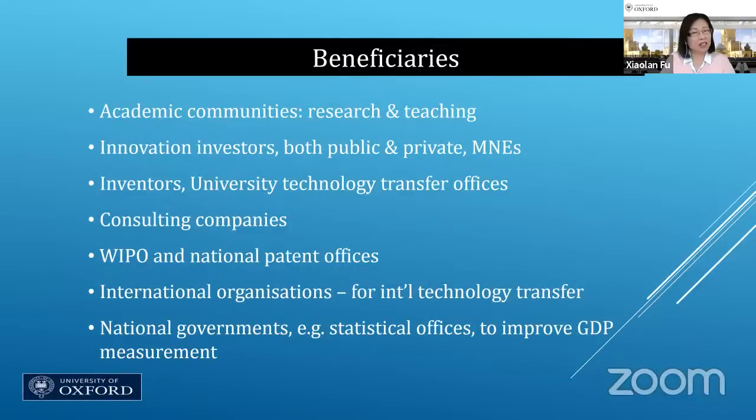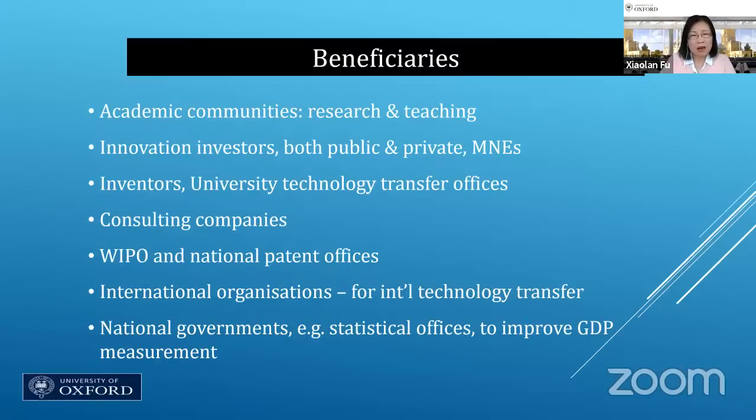And we realized this can benefit a lot of people. The academic community, in terms of research and teaching, can benefit, the investors in the public sector and the private sector and the multinationals also, which make technology investments all the time. And it will also benefit the inventors who would like to transfer their technology at a fair price, and also the university technology transfer offices. In addition to this, the consulting companies which provide technology valuation can use this tool to do the valuation at a much lower cost and make the valuation much more accessible and affordable. And also the intellectual property offices in various countries and the World Intellectual Property Organization can use this to help technology transfer and also the measurement of knowledge production.